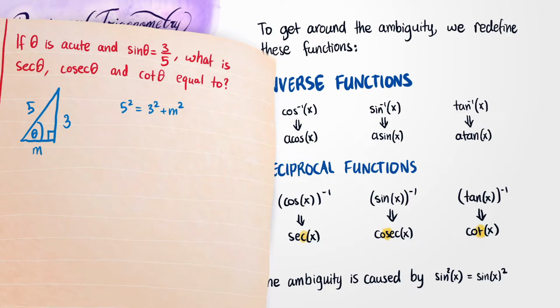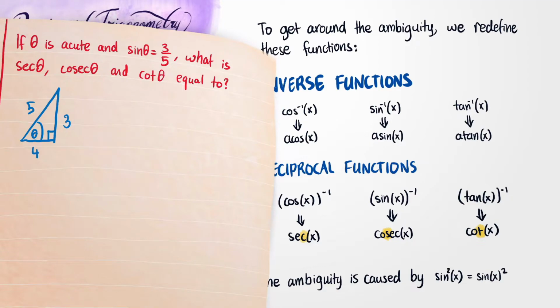In the first step, we can go ahead and move the 3 to the other side. And then we can take the square root of both sides as well. Now 5 squared is just 25, 3 squared is 9, so this whole thing is 16, and the square root of 16 is just 4. Now we can just go ahead and replace m on the triangle.